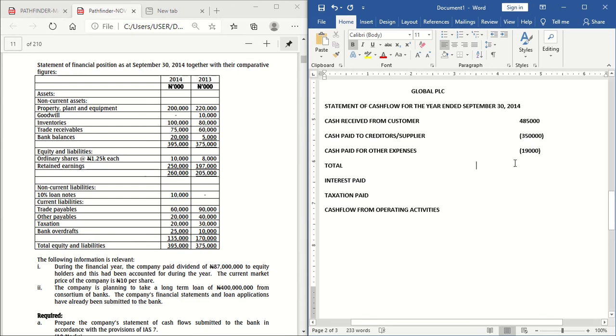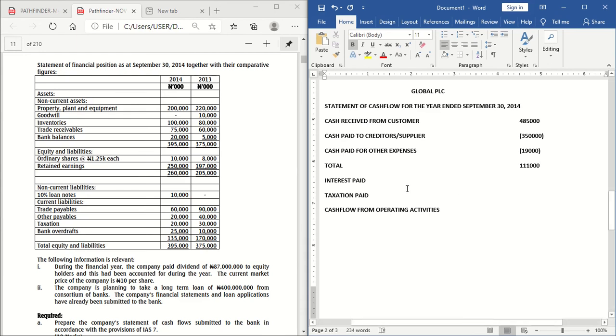So if I do that together, I should have a total of what? Let everybody press calculator. I'm on my calculator also here. So on my calculator, I have 485,000 minus 350,000 minus 19,000. So in this case, I've pressed something wrongly here. Sorry, 480,000 minus 350,000 minus 19,000. So I have 111,000.